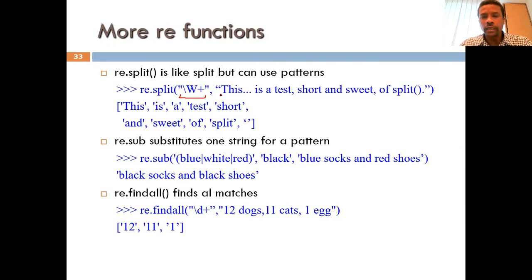So in this case, T is alphanumeric, H is alphanumeric, I is alphanumeric, S is alphanumeric. So it's not a point of splitting. But the three dots and the space are neither alphabet nor numbers, so that is a point of splitting. So this would be the first output, then this, is, a, test, short, end. Whenever it finds a white space or any non-alphanumeric character, that would be the point of splitting.